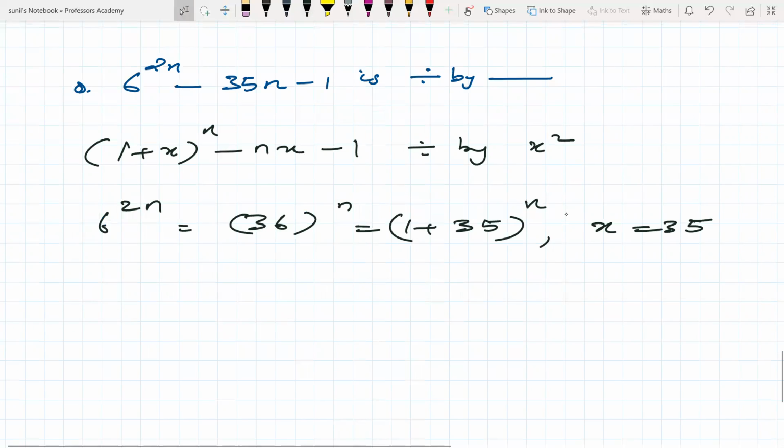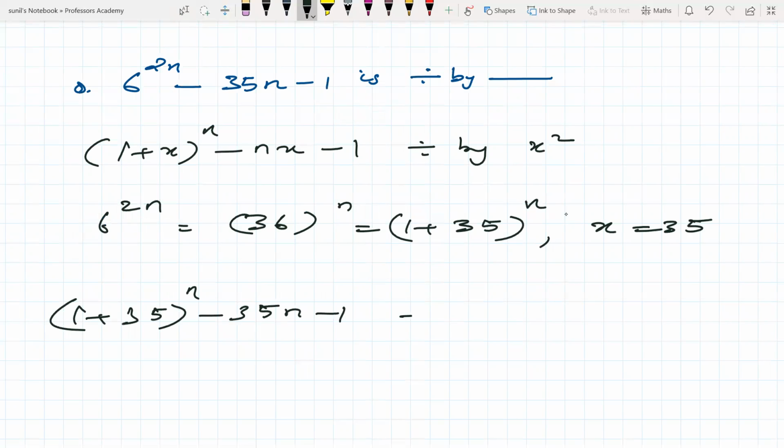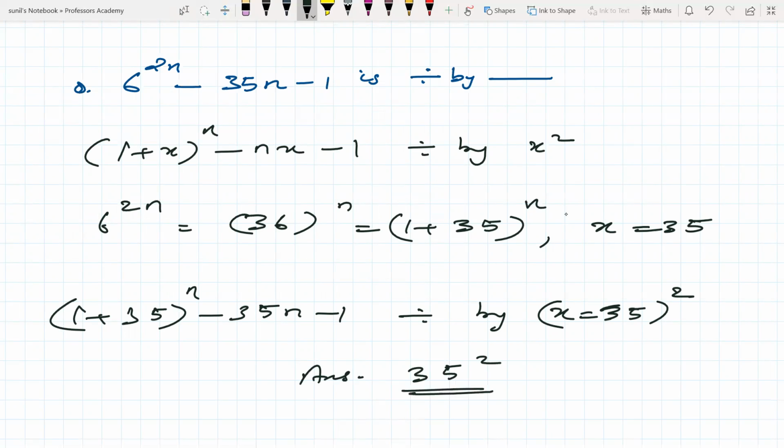Now what is happening here? 1 plus 35 raised to power n minus 35n minus 1 is divisible by x square. In case of x, here x is coming out to be 35. So x equal to 35. So the answer for this problem is coming out to be 35 square.